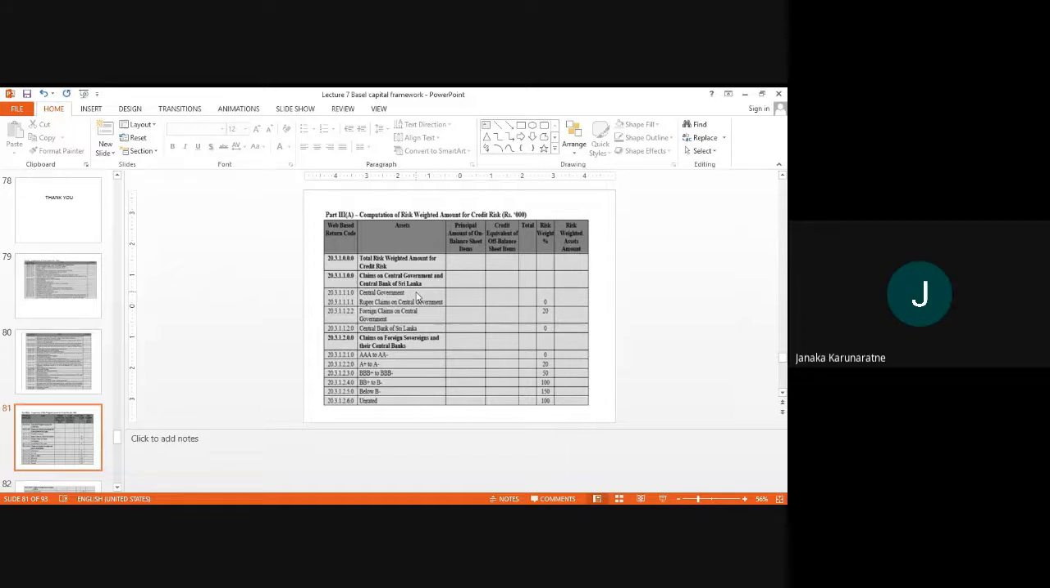So this schedule says for claims on foreign sovereigns and central banks, for different ratings, these are the risk-weighted assets. So that is pretty simple. 20%? So I am asking for the quantum of capital for that exposure.